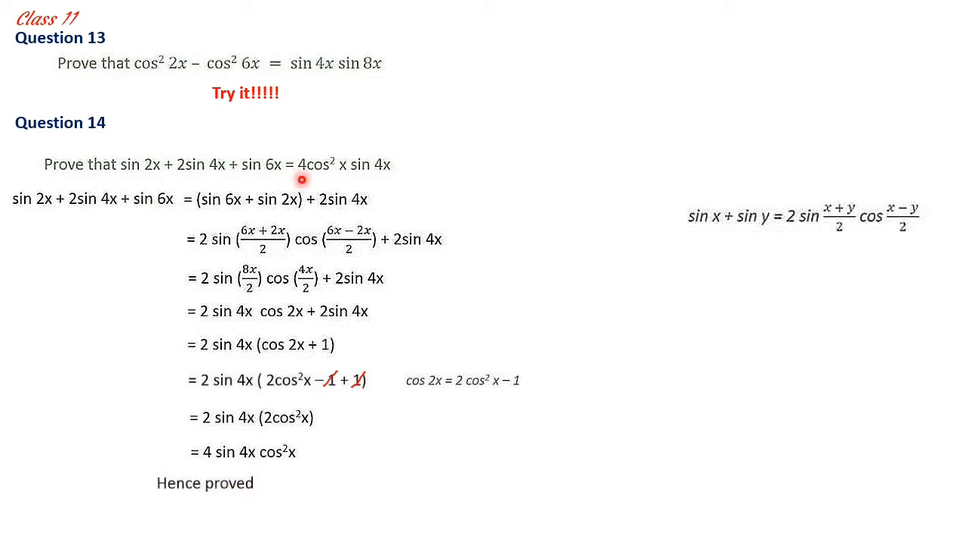Here when you check 4 cos square x sin 4x, of course the order is not the same but it's not a problem. 4 sin 4x is there and then here cos square x also is there. That is our RHS, hence the proof. Next we shall discuss question number 15.